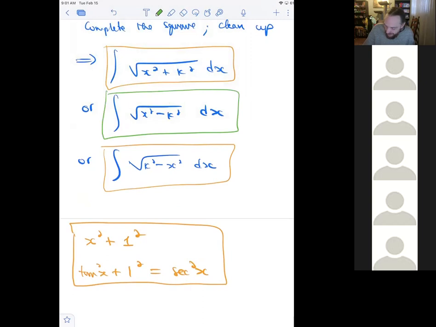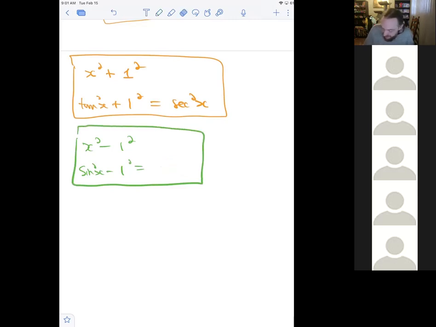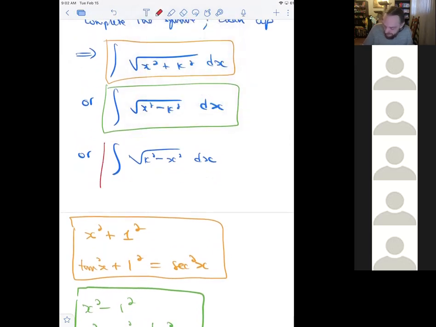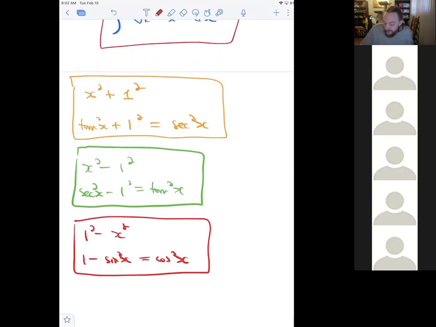Let's color code them with the green one. I see x squared minus 1 squared. So what do I see with that? Secant squared x minus 1 is tan squared x from the same identity. These are the first two. And then the last one we want to use: when I have the constant minus, what I'm really looking at is 1 squared minus x squared. What I really want to see is 1 minus sine squared x is cos squared x. Pythagorean identities is what we're looking at.